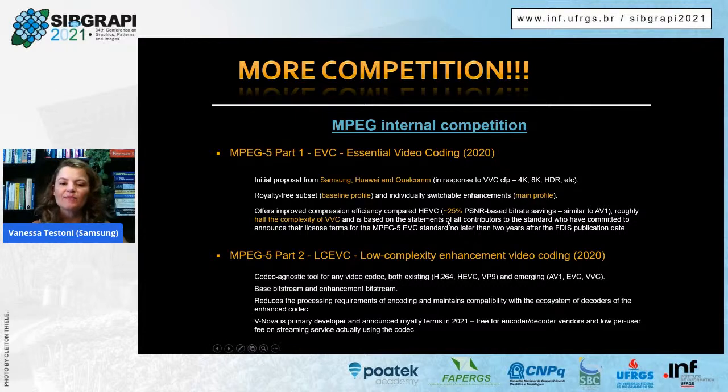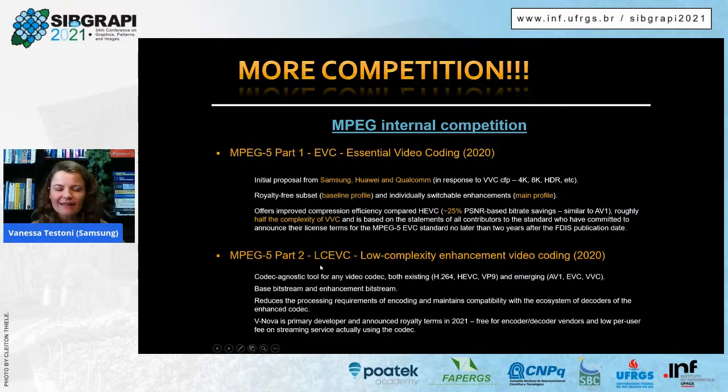So this has been promoted a lot. It's called the EVC. It was finalized last year. It's 25% less than HEVC, similar to AV1. Roughly half of the complexity of EVC. And they claim that they will say what the license terms are by next year. So this codec has been considered for many other standards.